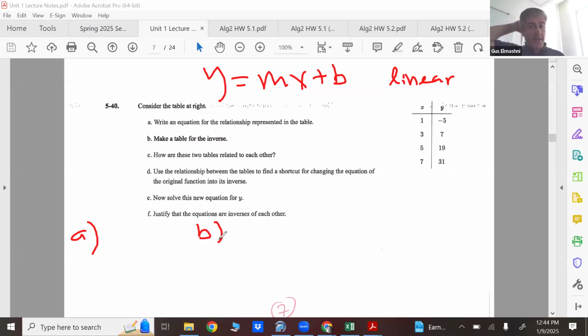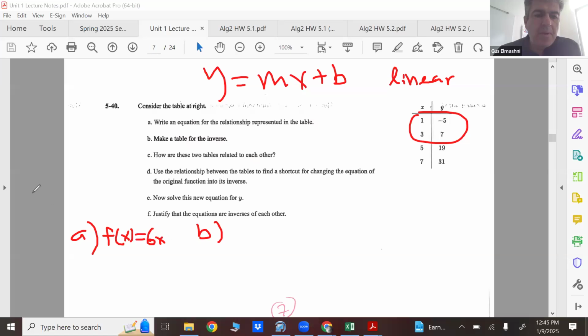Okay, so what's the slope here, guys, for the table? What do you think? If I find the slope, what would I get? 6, good. So y equals 6x plus b. I like that. Actually, let's get in the habit of writing as f of x. And let me get rid of that right there. That's being a little nuisance.